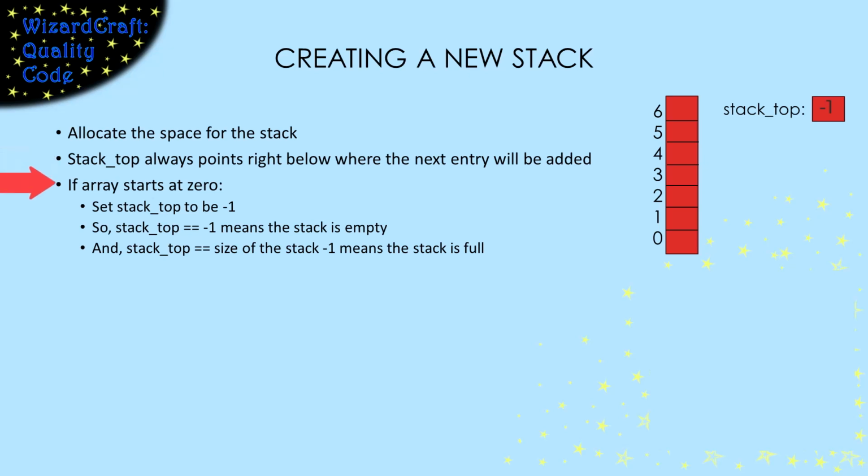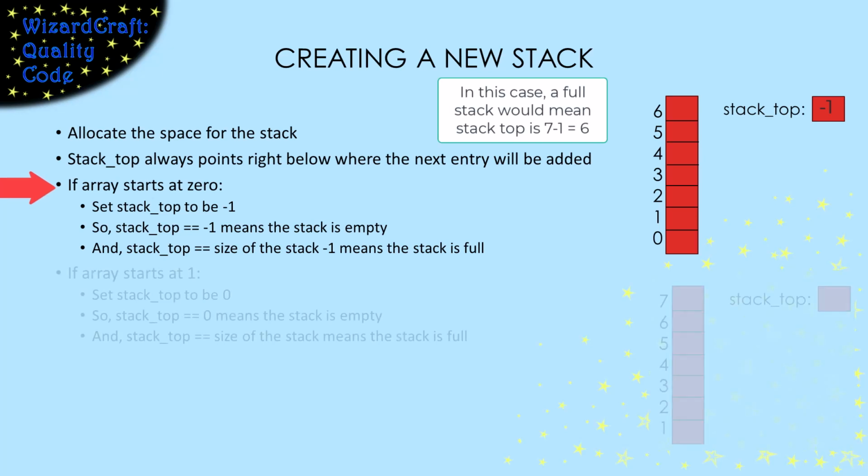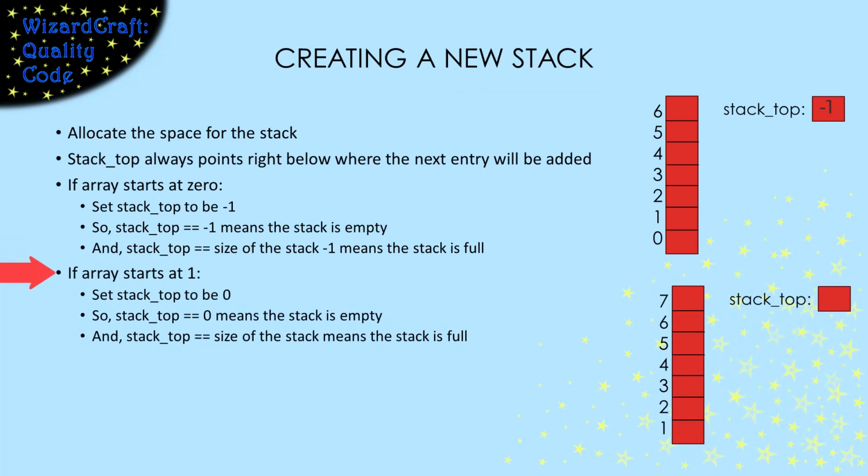So, if array indices start at 0, we'll start stack top at -1. So -1 means the stack is empty. And when the stack is full, stack top will be the size of the stack minus 1. If the array indices start at 1, then we'll start stack top at 0. 0 means the stack is empty. And when the stack is full, stack top will be the size of the stack.